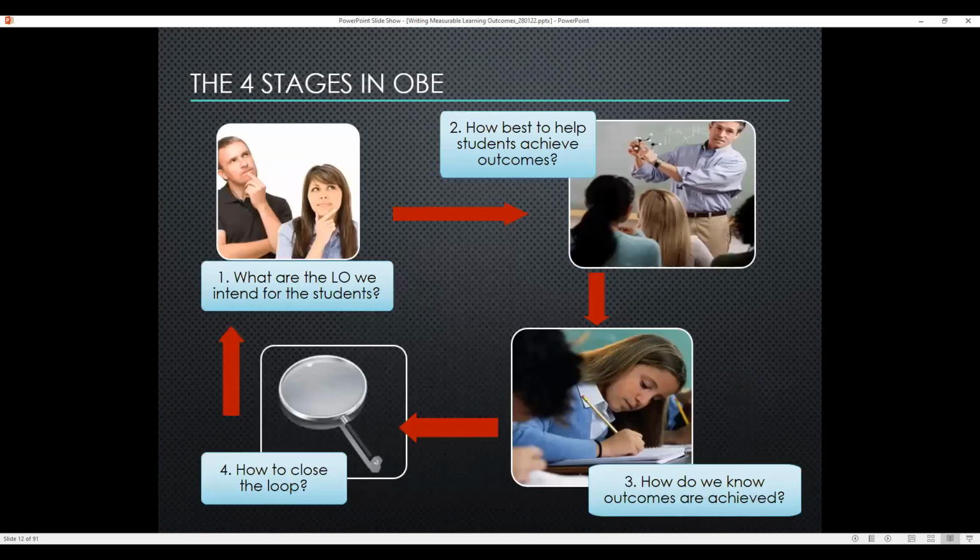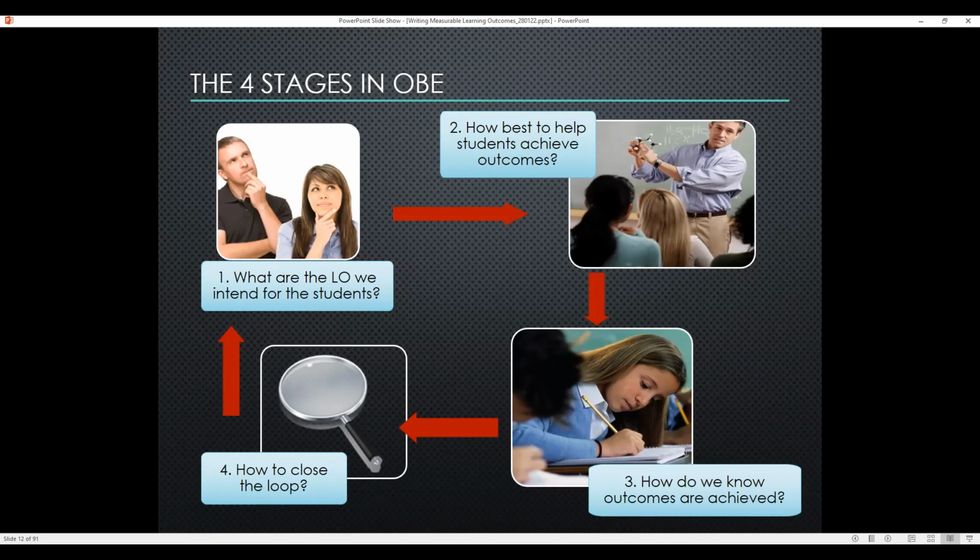Does this look familiar to you? Have you been shown this? Maybe not exactly this picture, but this whole cycle here. Does it look familiar to any one of you? These are the 4 stages in OBE.